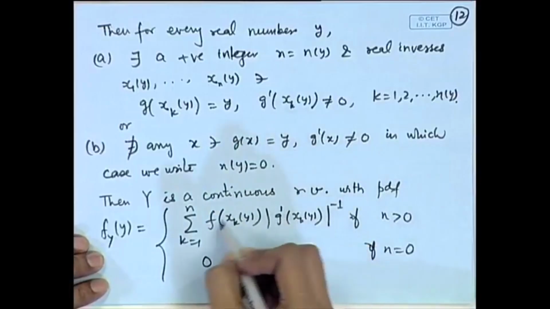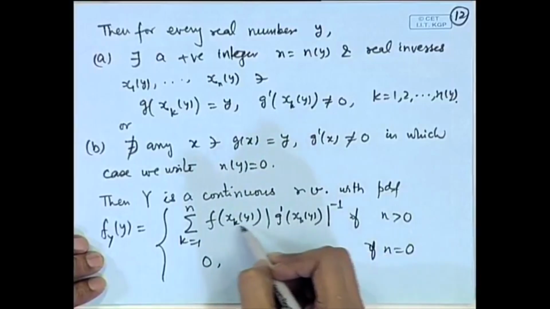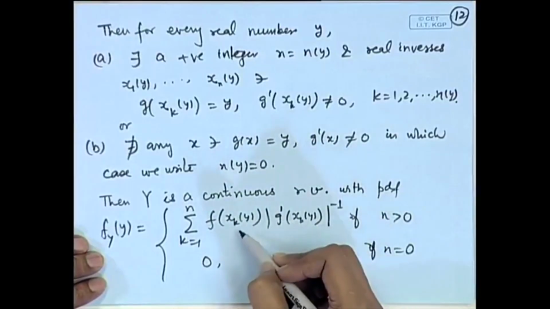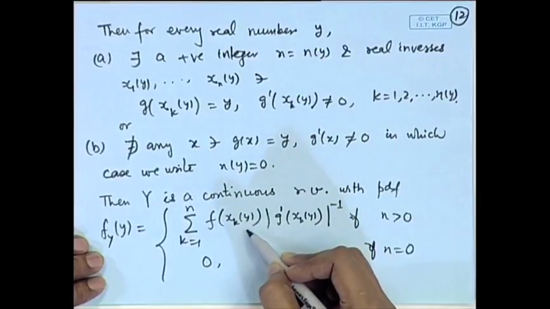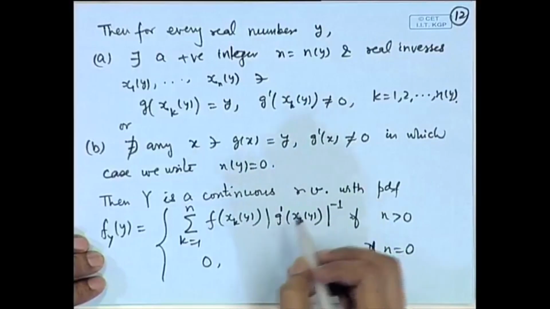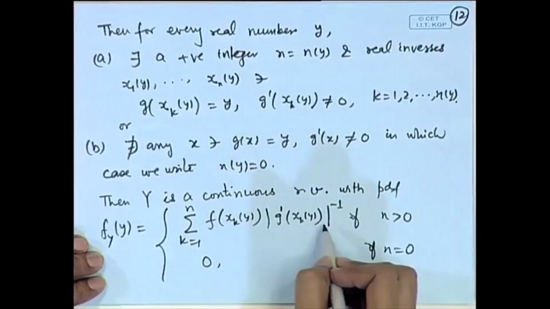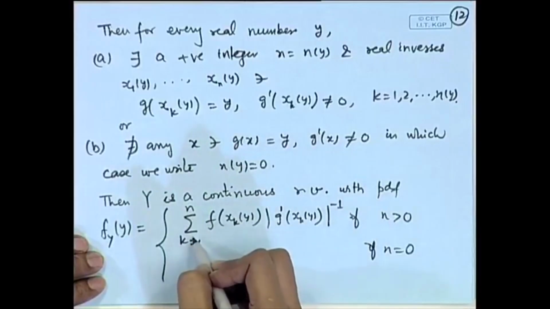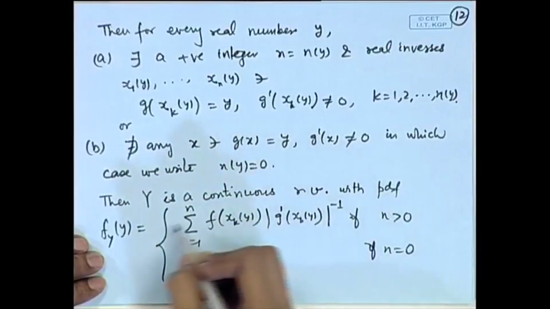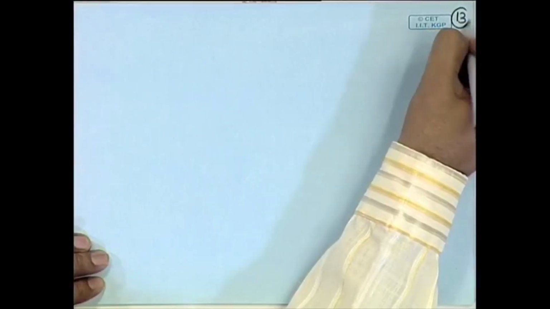So, the idea is that we consider n separate regions of the domain such that each region maps to the range of g. We calculate the density in each area and sum over all such areas. That gives the density function of y. So, let us look at application of this. I am skipping the proof of this theorem.